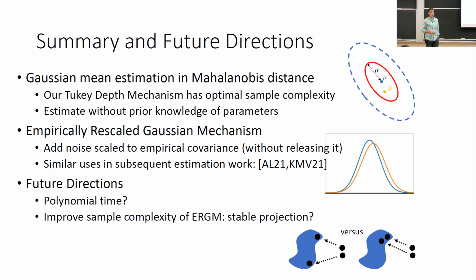As future directions, doing this in polynomial time seems like a worthwhile thing to do. And also maybe improving the sample complexity of this algorithm. The projection might blow things up, but maybe you can get some kind of stable projection that sacrifices something somewhere, but ends up with nearby covariance matrices.